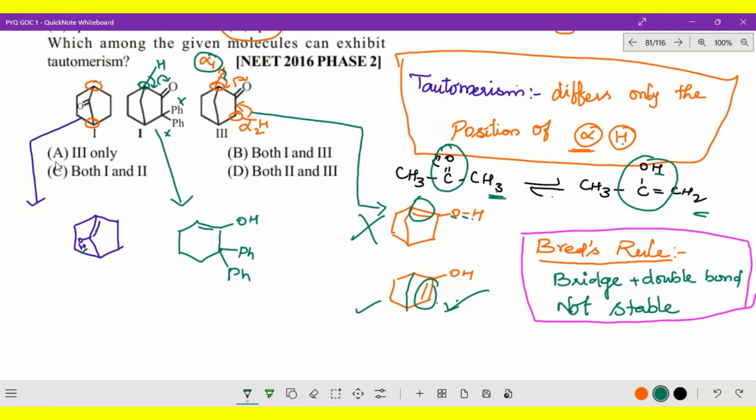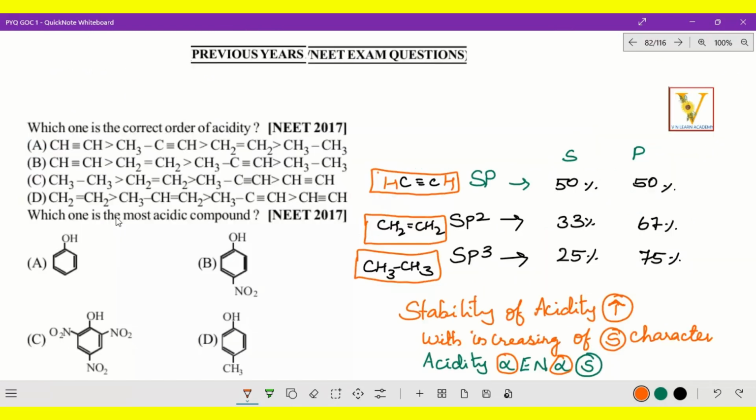So which is the correct option? Option 3 only can exhibit tautomerism. So simple and interesting also. Which one is the correct order of acidity? Generally, acidic strength, acidity, it is a common question, an evergreen question. If you know the basic idea about this concept, it will be easy to identify the answer.